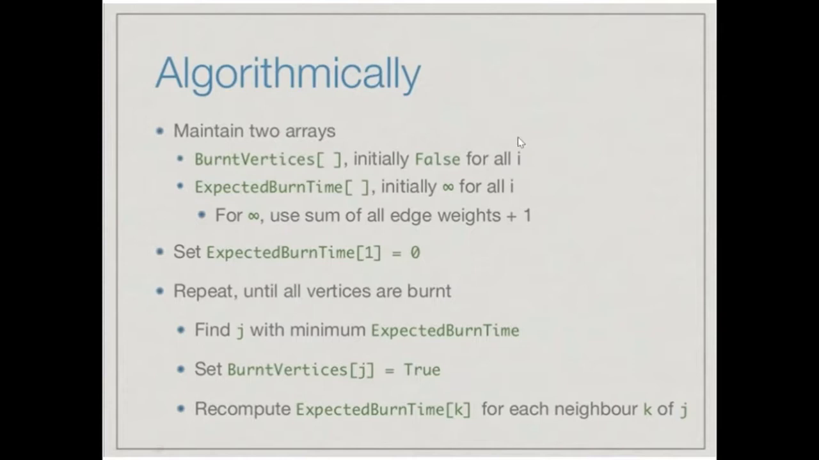Okay, now algorithmically, first we have to maintain two arrays. First is the burnt vertices. It will hold which vertices are burnt until now, and it is initially false for all i's. That means initially there is no fire in the system at all.